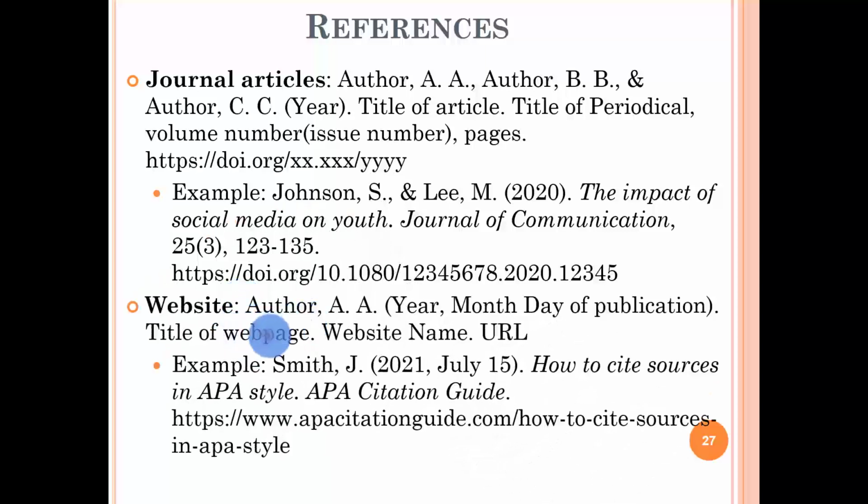If you have a website, again you mention the author, and then between brackets the year, month, and day of publication, because usually updates are done on the website. Then the title of the web page and the website name, and the URL. You have to include the URL. Again, this is the name, these are the date, year, month, and day, then this is the title, this is the website name, and this is the URL.